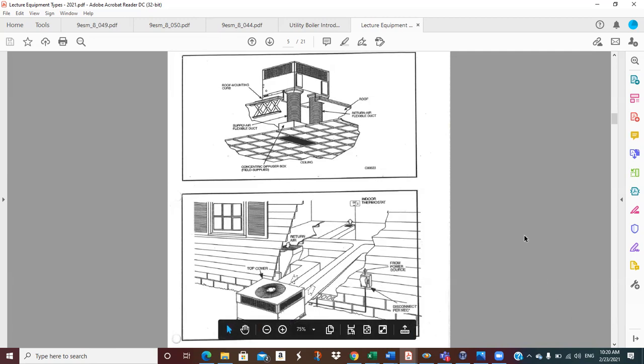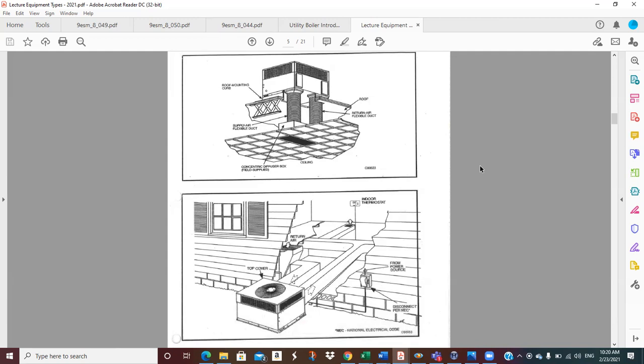But what I want you to get out of here is this is a package unit, okay? And the terminology in the industry is, if this was burning natural gas, either one of these would be called gas packs. So a gas pack is a package unit. All the refrigeration equipment, the compressor and the coils, the evaporator coil and the condenser coil and the expansion valve is all in that box. And then the heating equipment is all in that box.